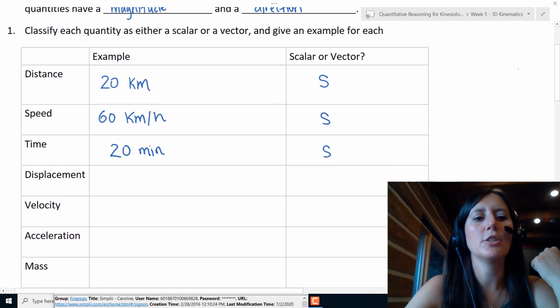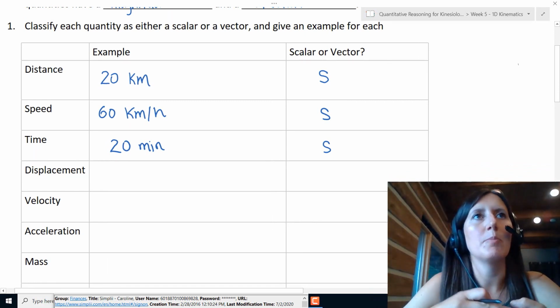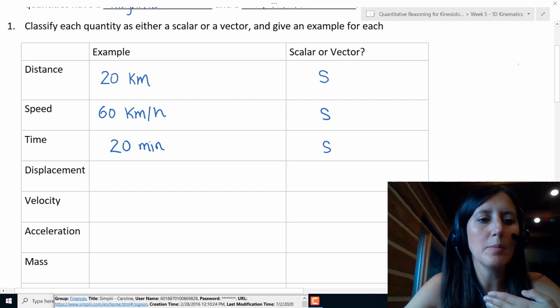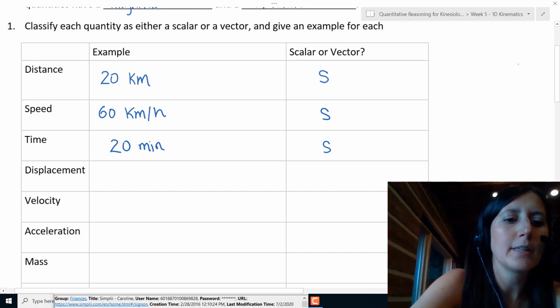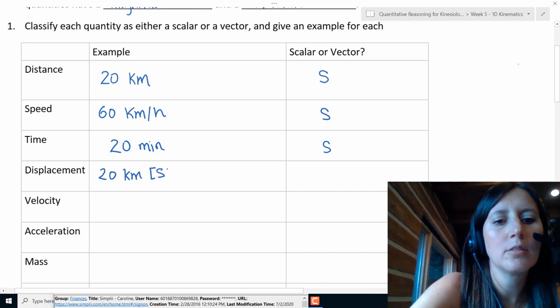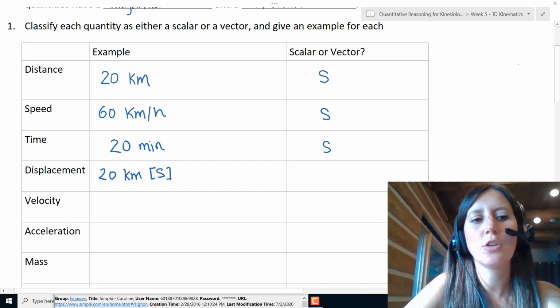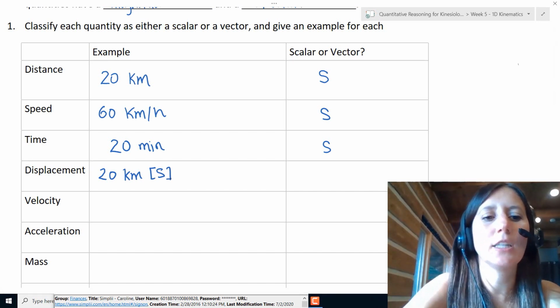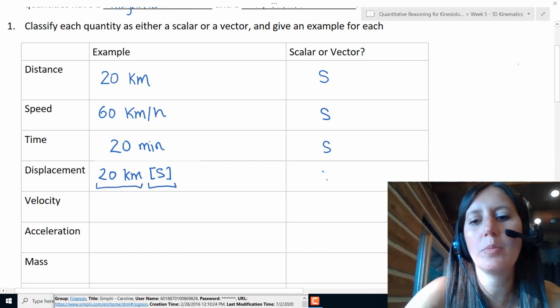Okay, then we move on to displacement. Displacement is much like distance, except you have to give basically the distance it takes to get somewhere, but also including the direction. For me to get to work every day, for example, let's pretend I'm driving 20 kilometers, but I'm traveling south. So my displacement is 20 kilometers south. That would be a vector because it includes both a magnitude and a direction. So this would be a vector quantity.